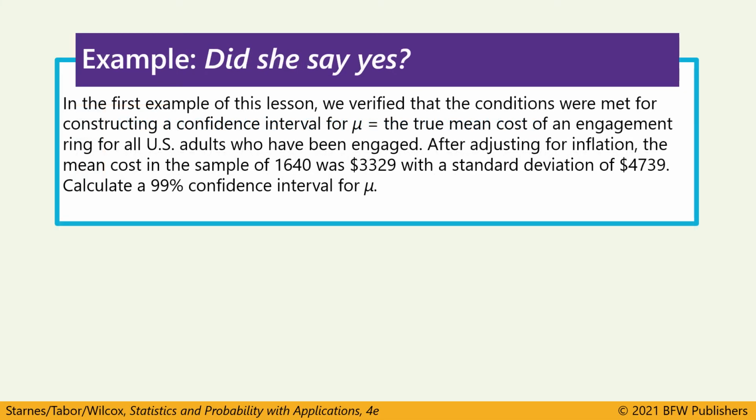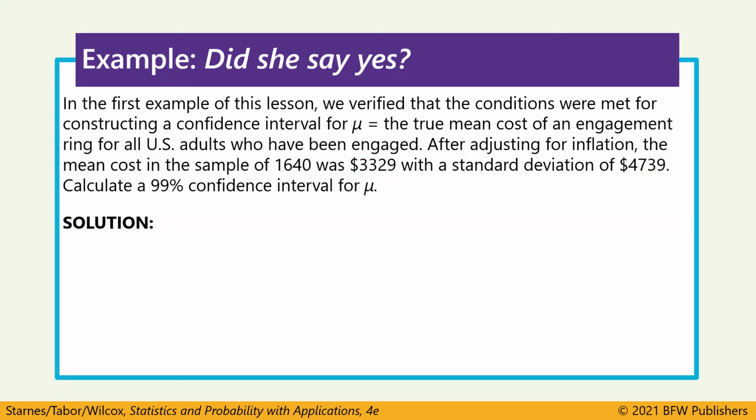So let's use that equation to calculate the confidence interval for the problem that we encountered earlier. We talked to 1,640 people about how much they spent on an engagement ring, and we found that they spent an average of $3,329 and a standard deviation of $4,739. These are sample statistics, meaning that they will change each time we take a sample. And we want to use those sample statistics to create a 99% confidence interval for mu, which is the true average amount that all adults spend on engagement rings.